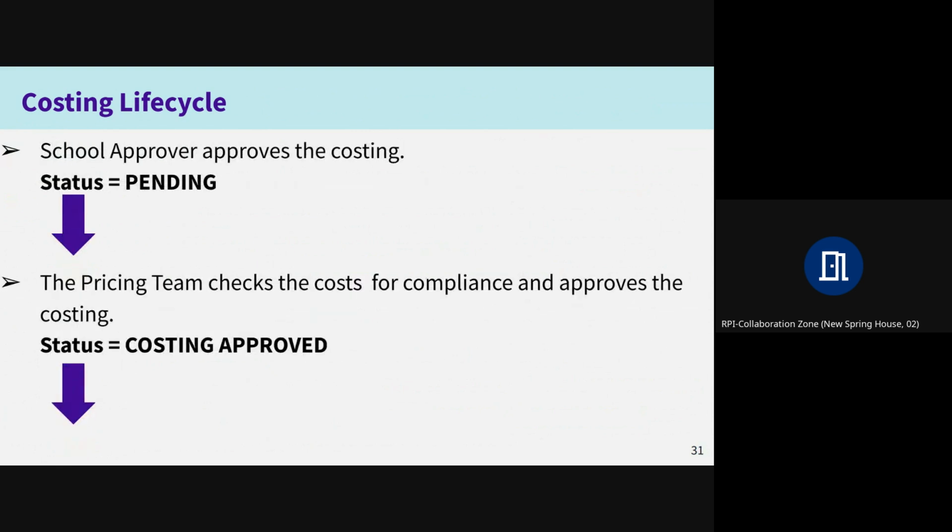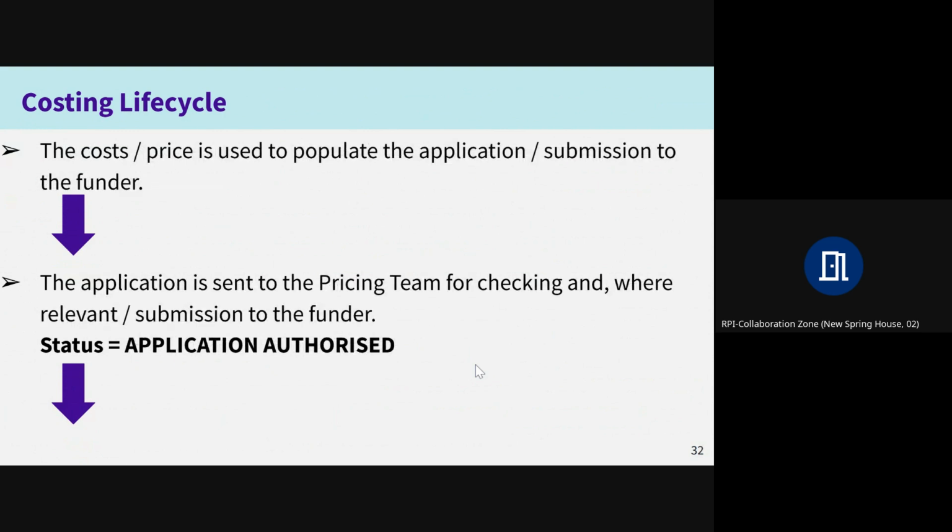Once they've approved it, the pricing team gets involved then. We're involved right at the beginning of setting up the funder, but then at this point we're looking at the costing and checking it's all correct. The pricing team will then change it to costing approved, and that's the point at which this project report becomes used for an application form.